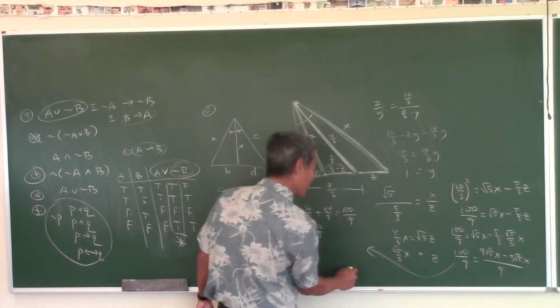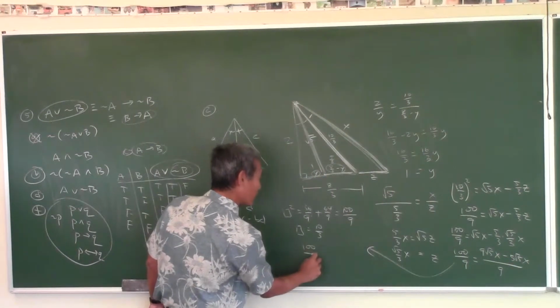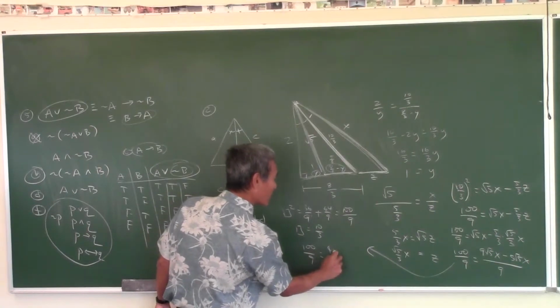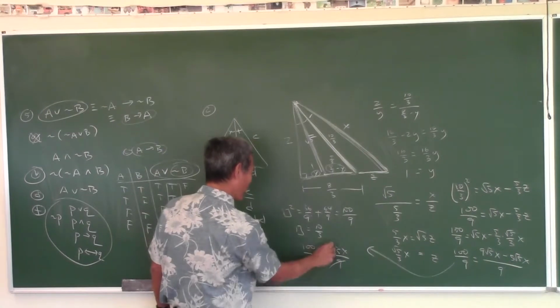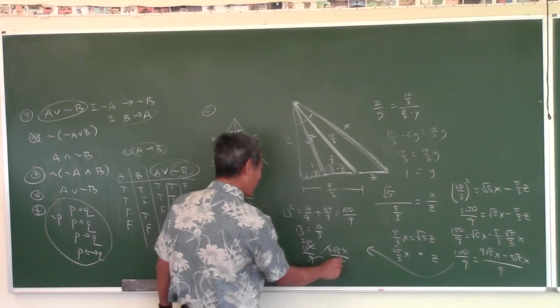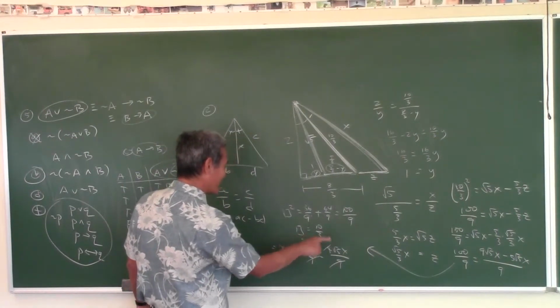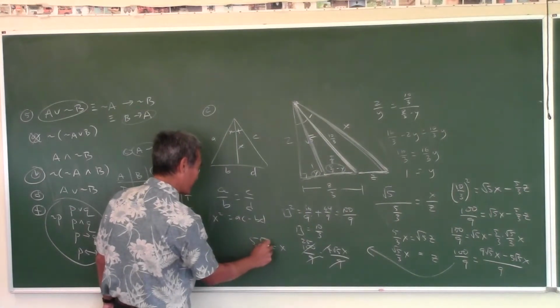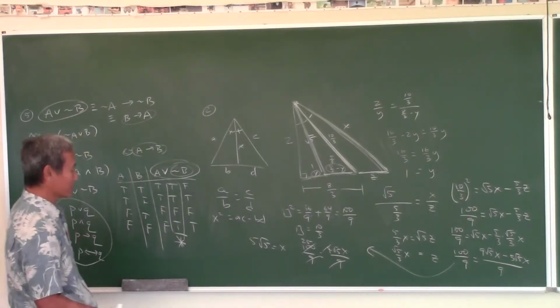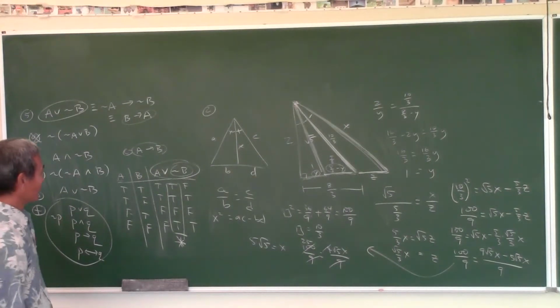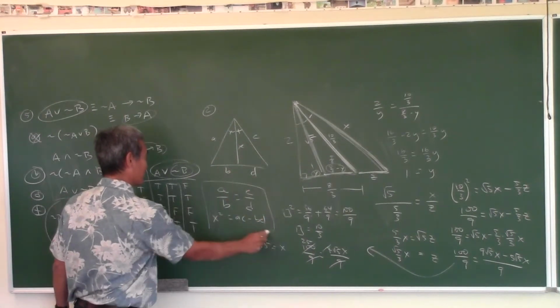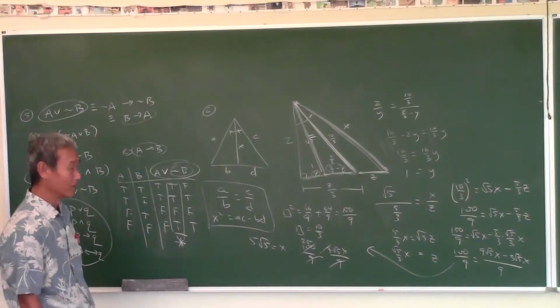Let's just come over here. So that's 100 over 9 is equal to 4 root 5x over 9. Multiply both sides by 9. 4 goes into 100, so x is equal to 25 divided by root 5, which is 5 root 5. You cannot have any radicals in the denominator. That was a good problem. If you don't know these theorems, no can do.